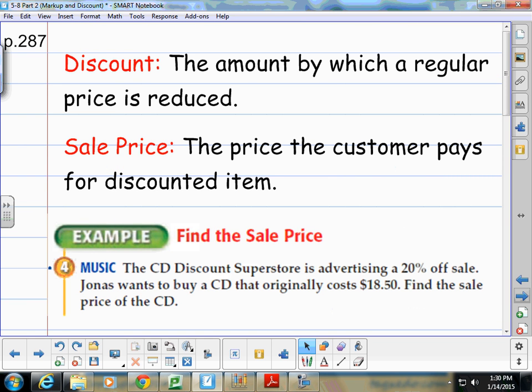Second part of this, so instead of marking up, making it pay more, discount, how we pay less. So the amount by which a regular price is reduced. Sale price then, just like selling price, sale price is the price you pay after it's been discounted. Okay, so keep those things in mind.